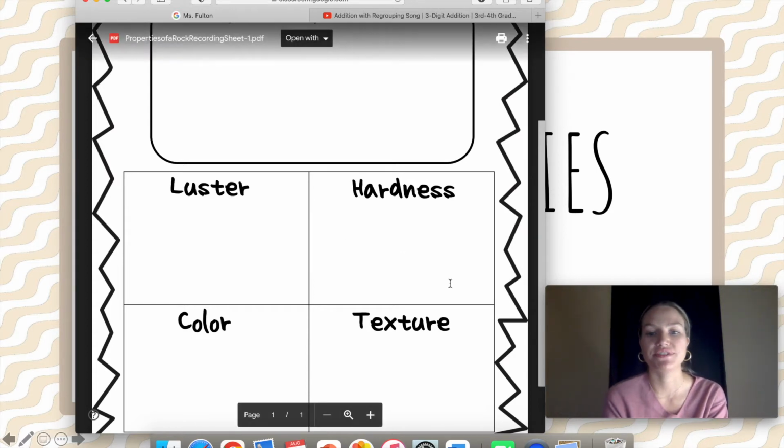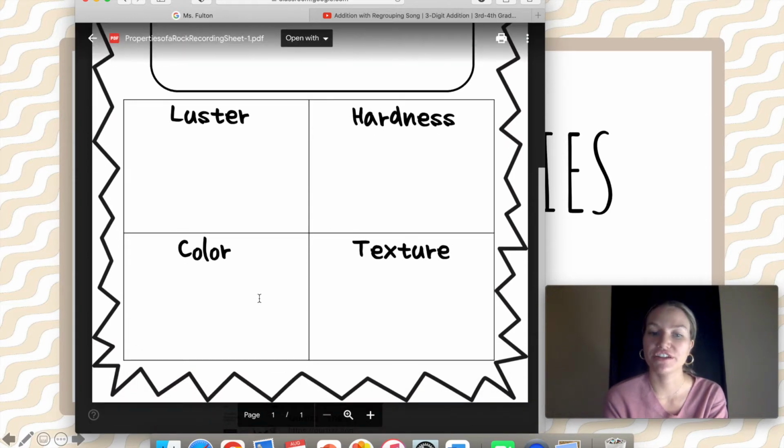You're going to decide on the hardness from 1 to 10. You're going to tell me what the color is and the texture. Is it bumpy or smooth?